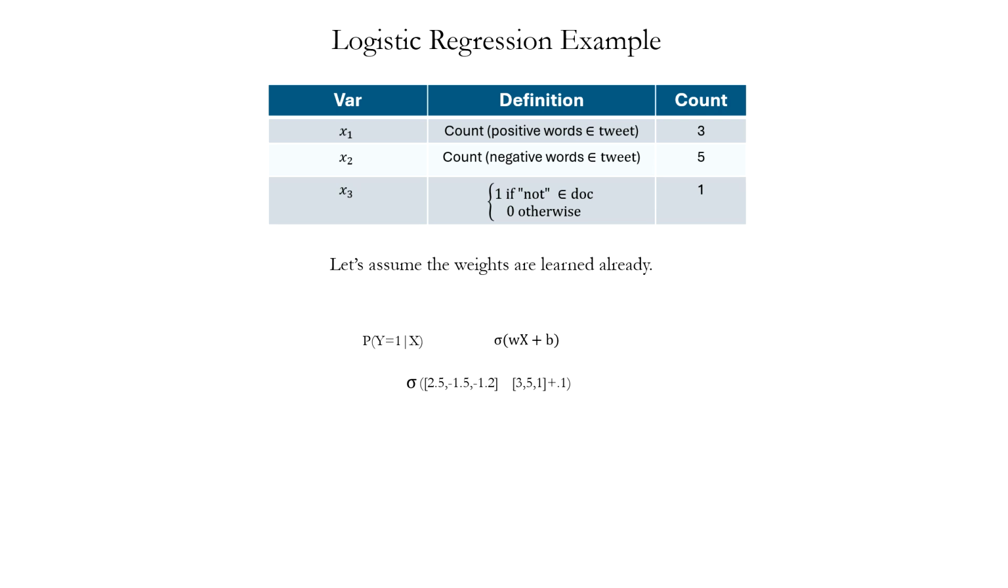The weights are 2.5, negative 1.5, negative 1.2, and then we're multiplying them by the features x, which is 3, 5, 1, and then we're adding the bias term, plus 0.1. We get sigma of 1.4. Convert the logit into a probability. We do that using the sigmoid function, and we finally get 0.8.